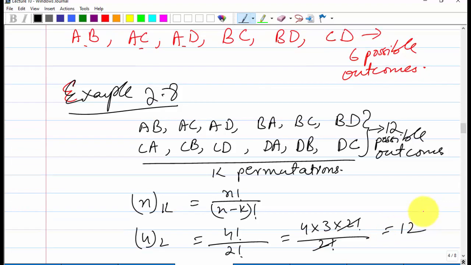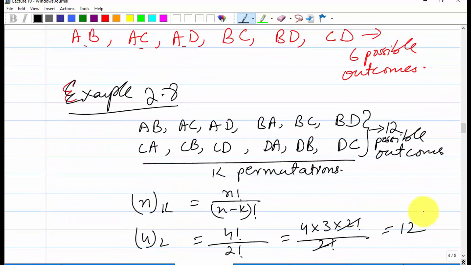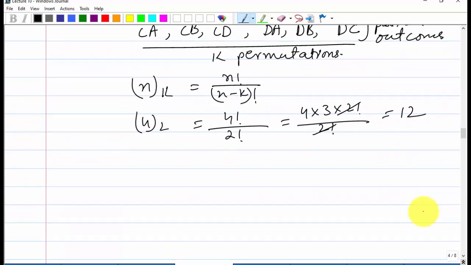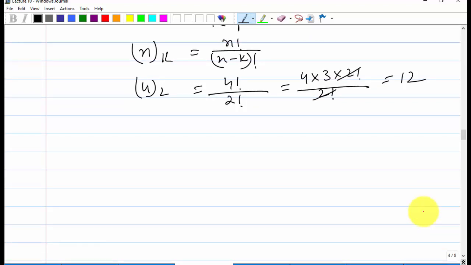So what about the previous example in which order is not required? To find that, we call them the k combinations.